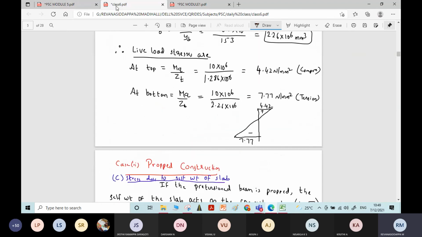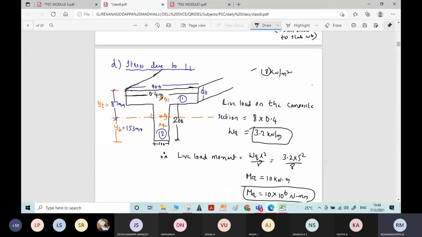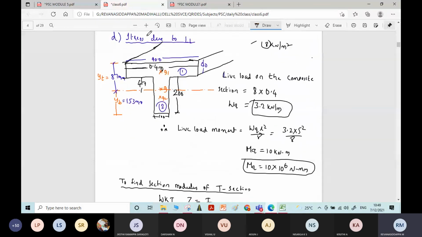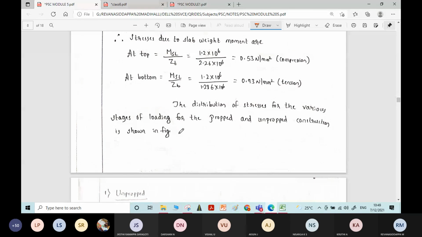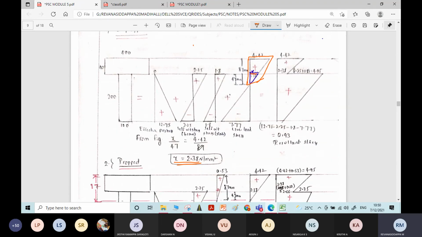I'll go to the figure. This side: total 87 minus the depth of this beam, 40. If you do this, you will get 47. That 47 I have written here in the diagram. In that way you get the height of the smaller right angle triangle. Applying this similarity rule, you will get x equal to 2.38.